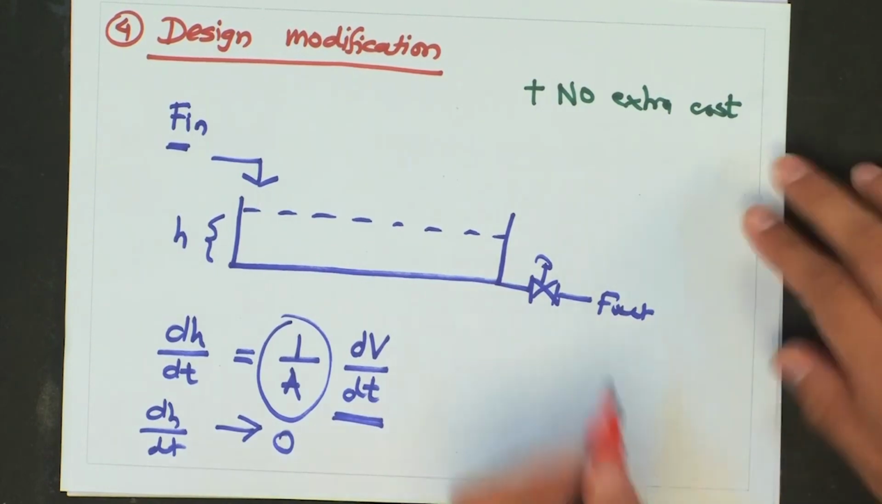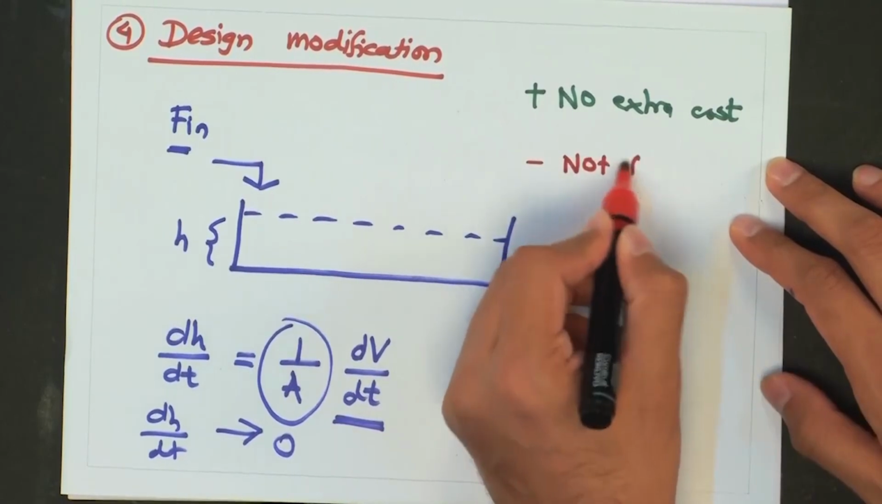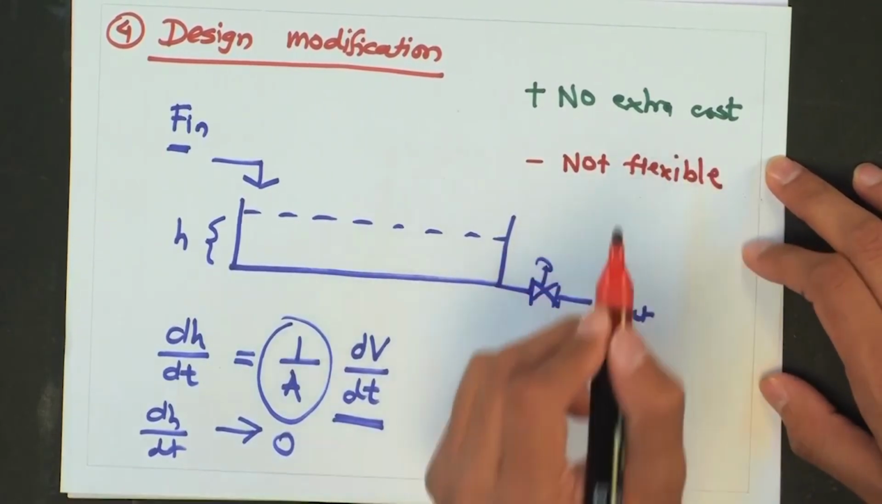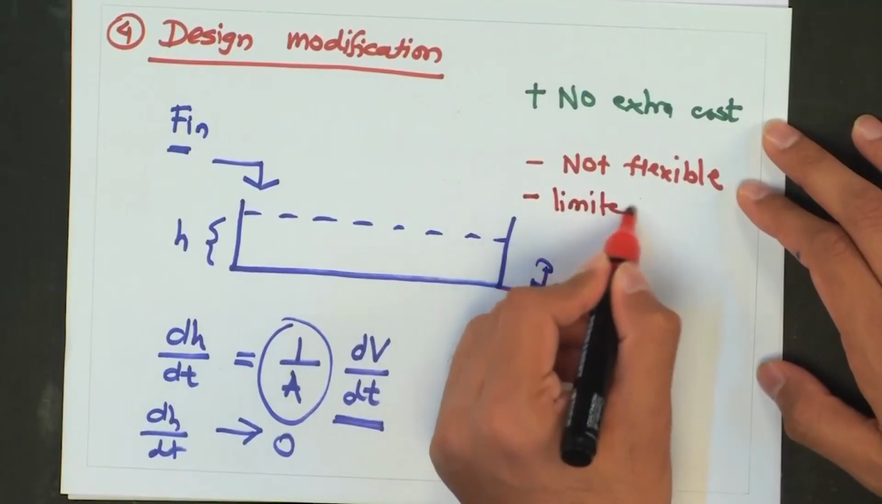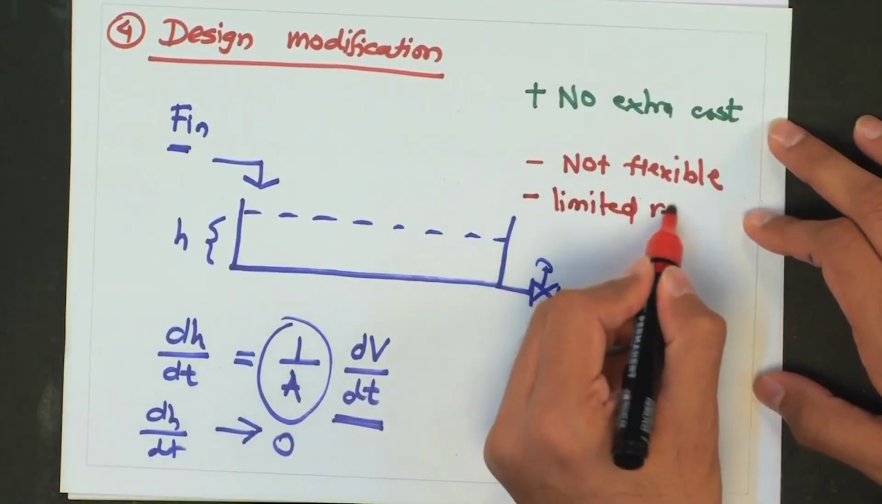But the disadvantage is that it is not flexible. After some time, if I want my level to remain at 55% rather than 50%, this particular strategy will not be able to do that automatically. So, it is not flexible enough. It can only be designed to operate at a particular value, and it will not allow you the freedom to move from that. And there is also limited rejection capability.